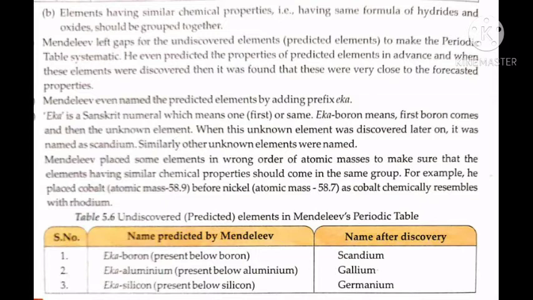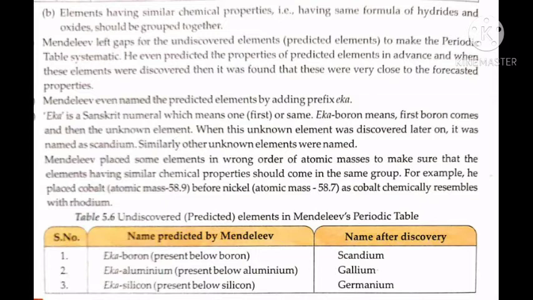Mendeleev placed some elements in wrong order of atomic masses to make sure that the elements having similar chemical properties should come in the same group. For example, he placed cobalt, atomic mass 58.9, before nickel, which has the atomic mass 58.7, as cobalt chemically resembles rhodium.